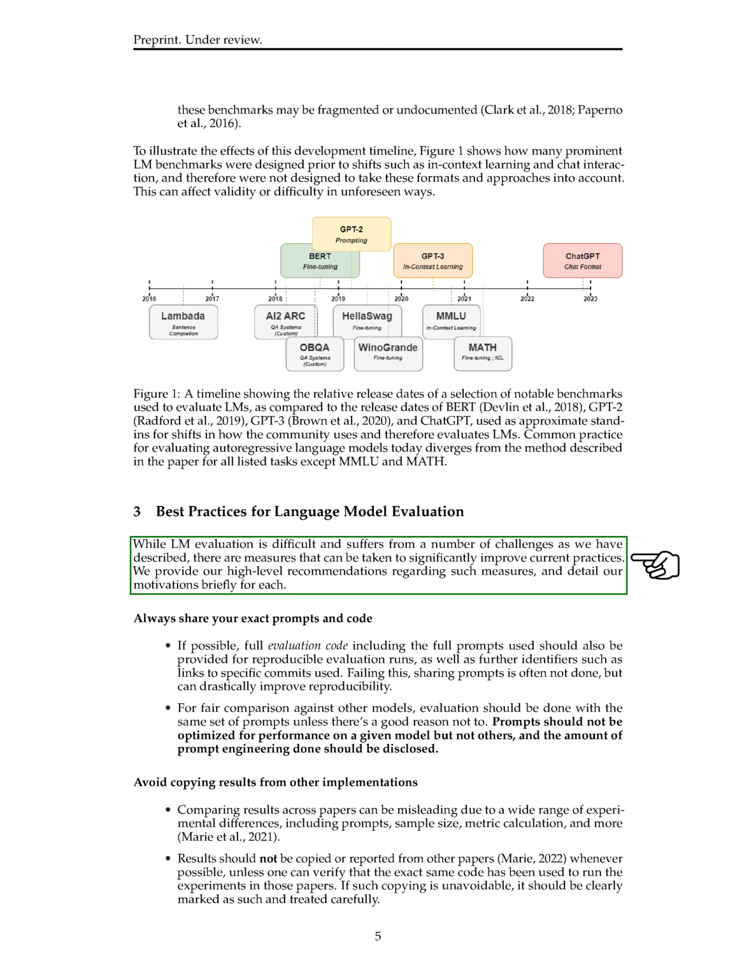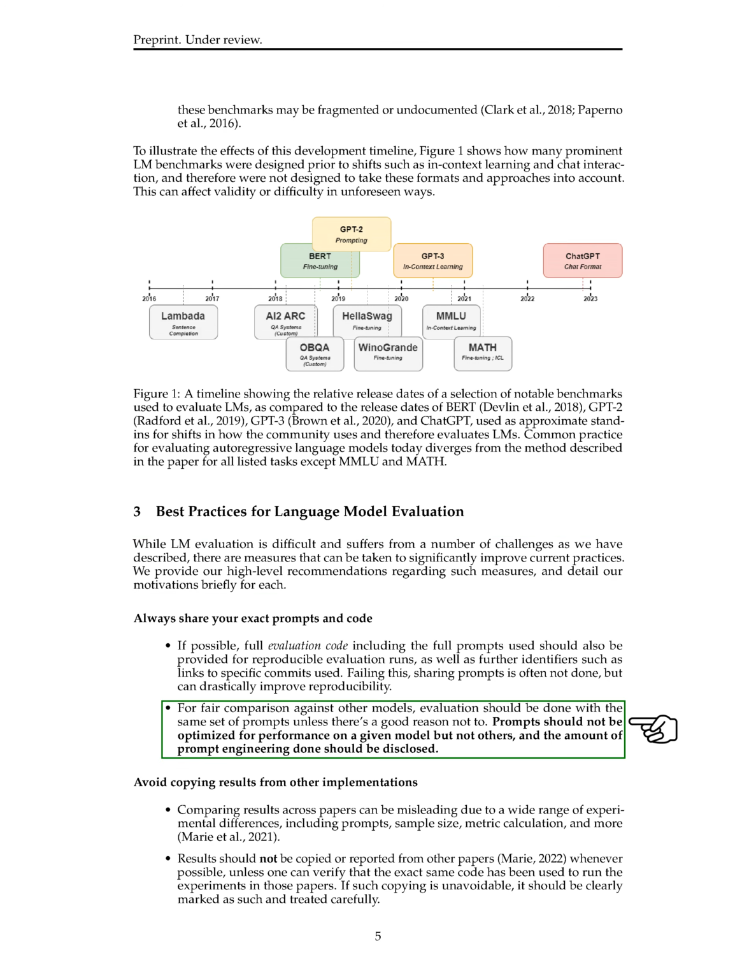It is crucial to share the exact prompts and code used for evaluation to ensure reproducibility. Using the same set of prompts for evaluating different models is essential for fair comparisons unless there is a valid reason to use different prompts. Prompt engineering should be transparent, and any optimization specific to a particular model should be disclosed.